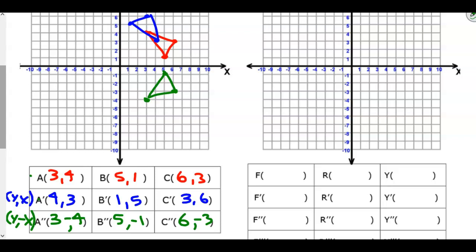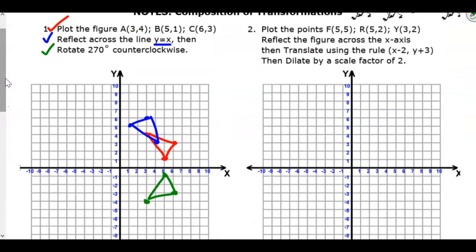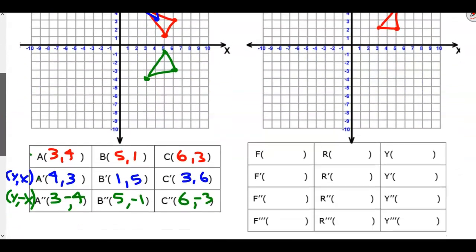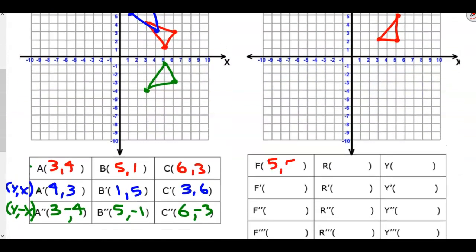On number 2, can you plot those 3 points? 5, 5, put a point. 5, 2, put a point. 3, 2, put a point. Okay, you get a little right triangle. 5, 5, 5, 2, 3, 2. Write that in here as well. That's my original triangle that I put in red.